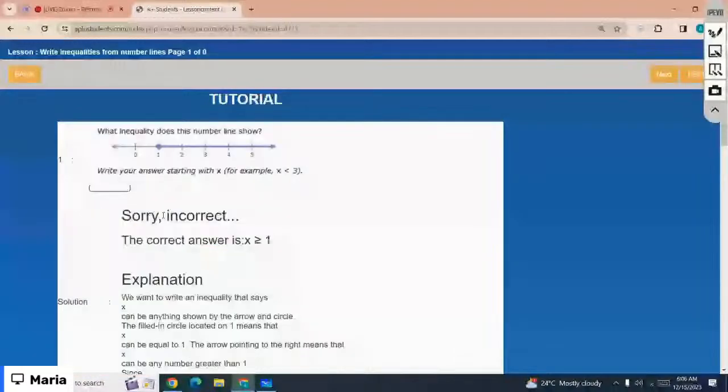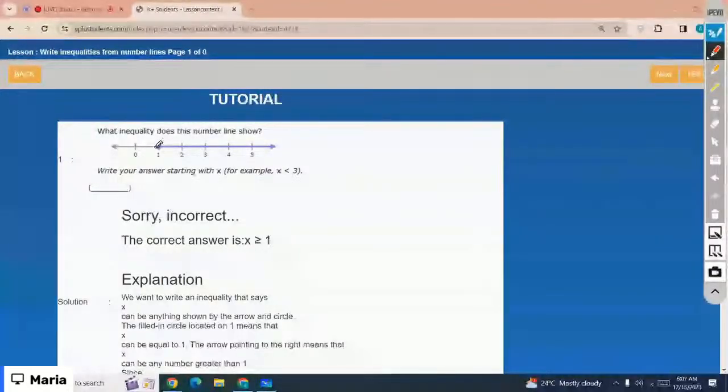Okay. Which inequality does the number line show? You have to see which is the solution, like for which inequality you made this number line. You can see here on 1 you have a closed circle, right? Filled in circle. Also, you have an arrow on the right hand side. That means all the numbers that are greater than 1, and equal to 1 also, because you have a filled in circle on 1. All right.